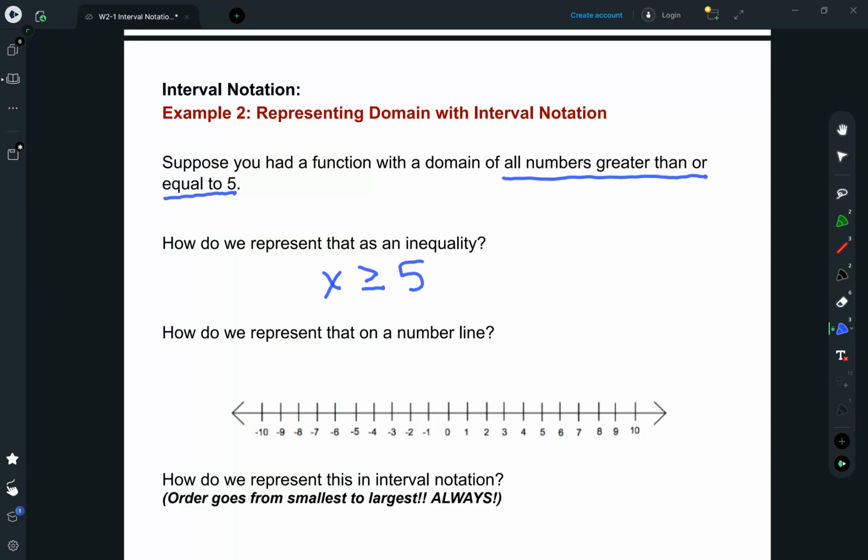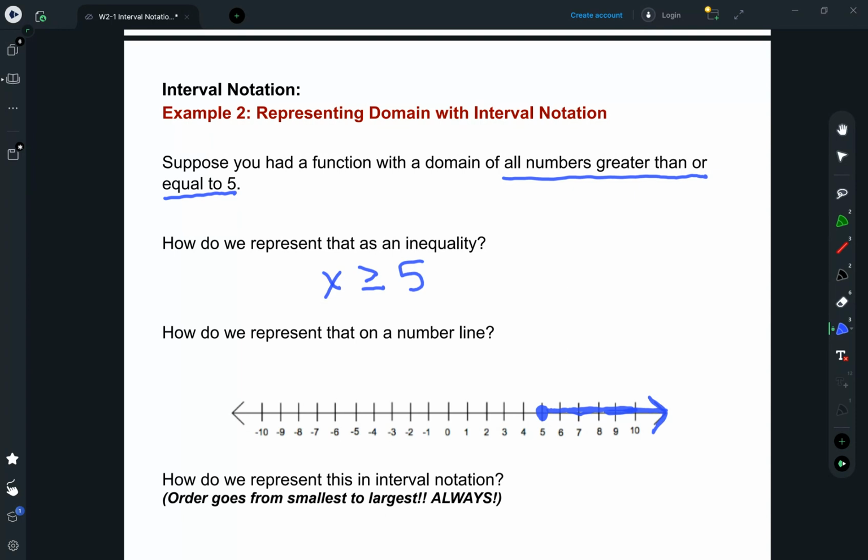Well, we want to include any number that is 5 or bigger. So we're going to go to 5, and we're going to put a closed circle around 5, so a closed dot, and that means we want 5 to be included in the domain. And then we're going to color everything to the right to indicate everything that is colored in is in our domain, starting at 5 and going on forever.